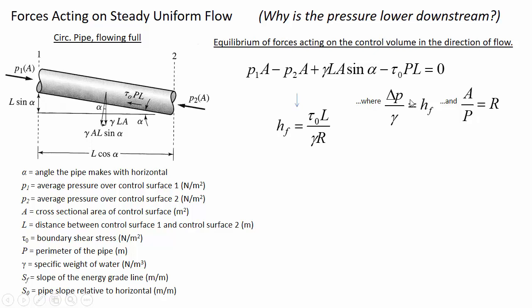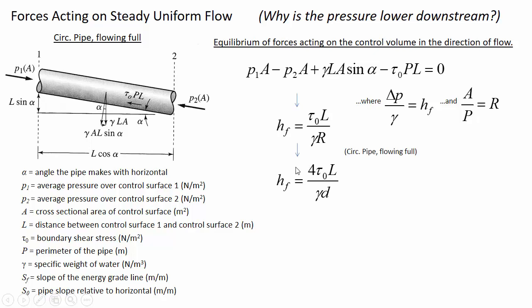By the way, the change in pressure between 1 and 2 is partly because of an elevation difference, and partly due to energy loss. Here, where we were saying that the pressure change divided by gamma is H sub F, that would be for a horizontal pipe. Keep that in the back of your mind as we go through the rest of this derivation: for a horizontal pipe, the change in pressure is only caused by the head loss due to pipe friction. So that allows us to relate shear stress and energy loss.